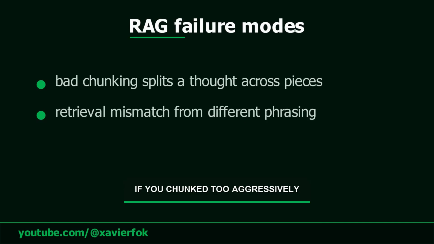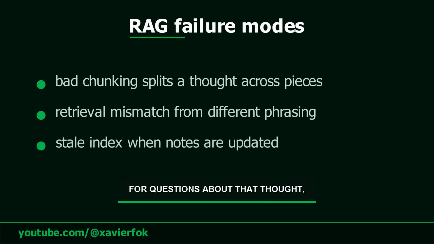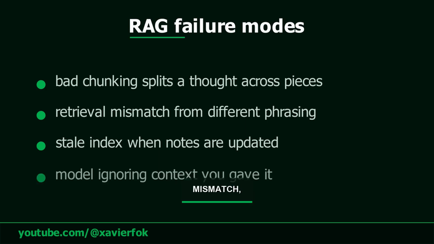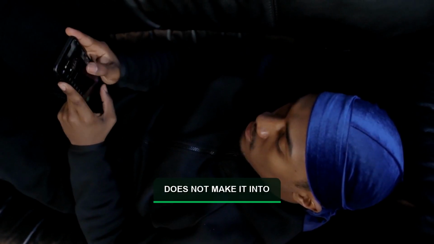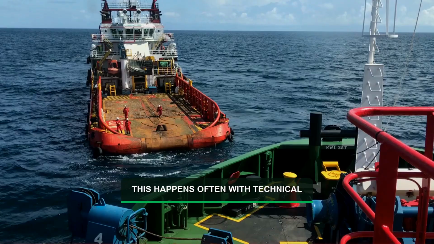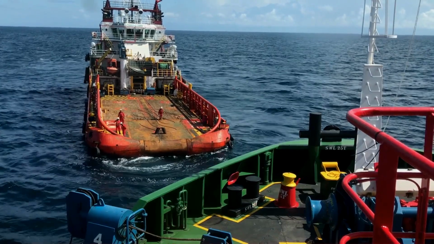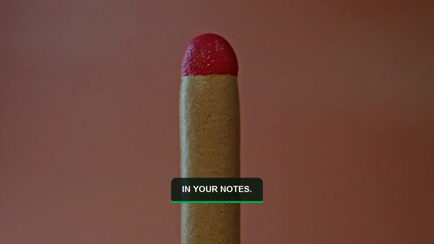If you chunked too aggressively and split a thought across 2 pieces, neither chunk will retrieve well for questions about that thought, because neither half scores high enough on its own. The second failure mode is retrieval mismatch, where the question is phrased differently enough from the note that the embedding similarity is low, and the right chunk does not make it into the top results.